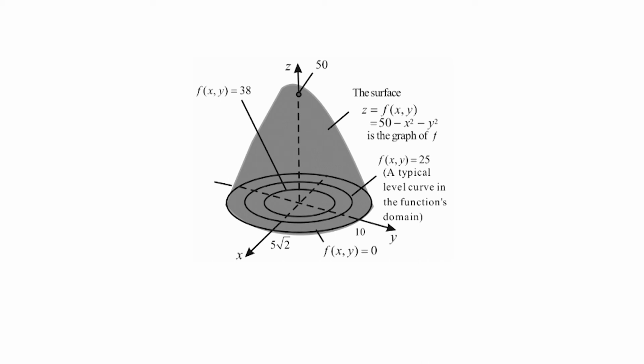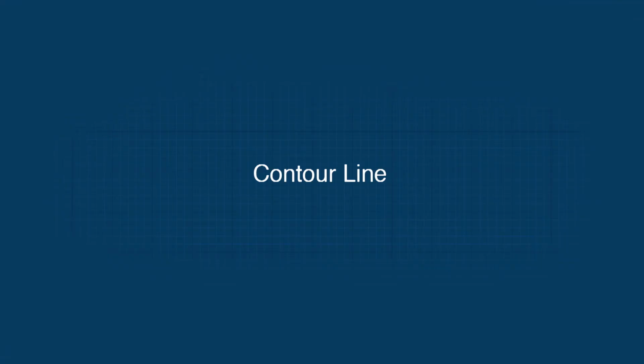Similarly, the level curves f of x y is equal to 25 and f of x y is equal to 38 are the circles 50 minus x square minus y square is equal to 25, or x square plus y square is equal to 25, and 50 minus x square minus y square is equal to 38, or x square plus y square is equal to 12. The level curve f of x y is equal to 50 consists of the origin alone.